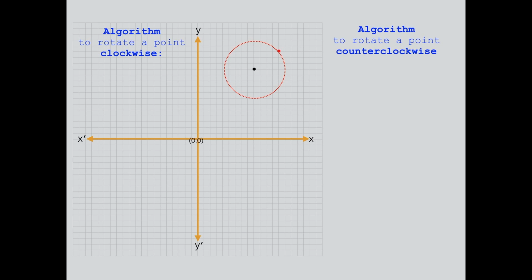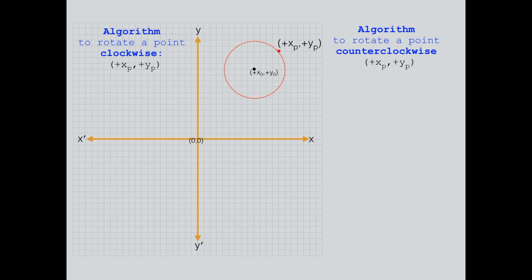It could be about any point. It could be about the origin. It could be about another point, really anything. And so we have this red dot that we want to rotate. Okay, and we're going to say its location is xp, yp. That is the red dot's location, and this is what we want to rotate. And this is one of the inputs that both of our algorithms will take.